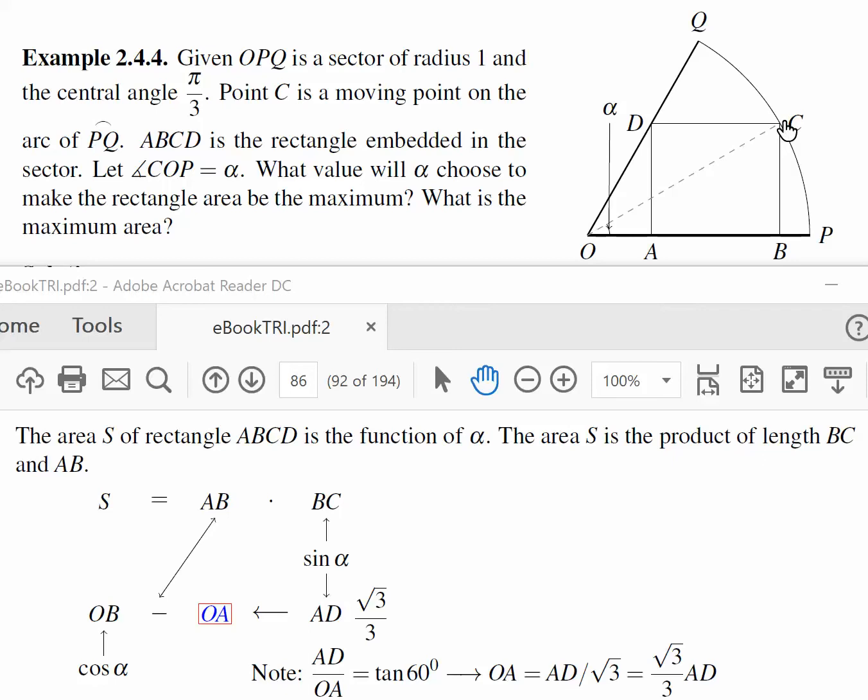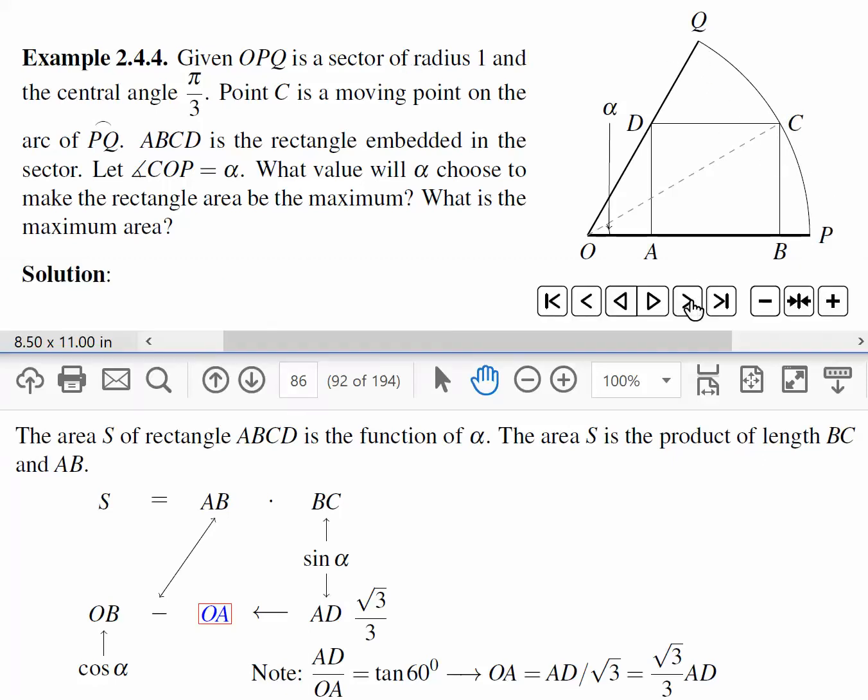C moves along the arc PQ. And you can see how it moves, like that. This is point C moving along the arc PQ. And then ABCD is the rectangle. ABCD is the rectangle embedded in the sector.